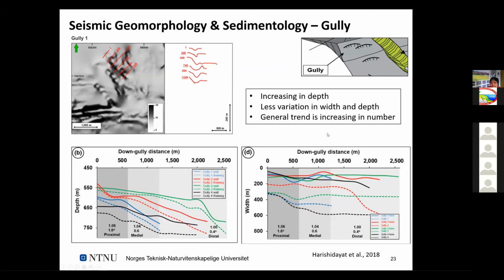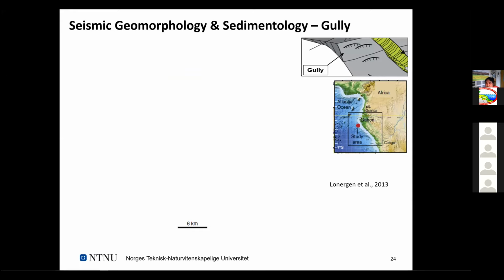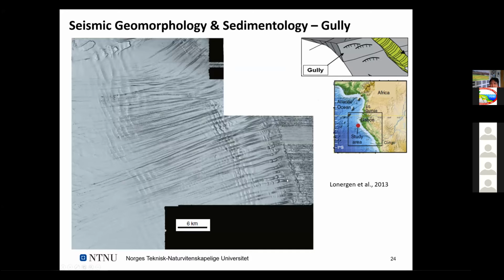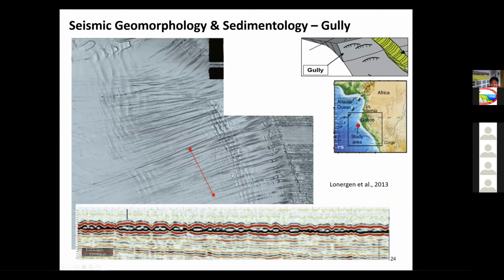So now I bring you to offshore Gabon, West Africa, where Lydia Lonergan and Fran from Imperial College mapped this gully at the shelf edge. So this is the shelf area, this is the edge, and you have a lot of gullies. If you look at this, it's more or less uniform in the width and also in the height as well. So if you look at this section here, how the seismic looks like, it looks like this. This is the bathymetry data.